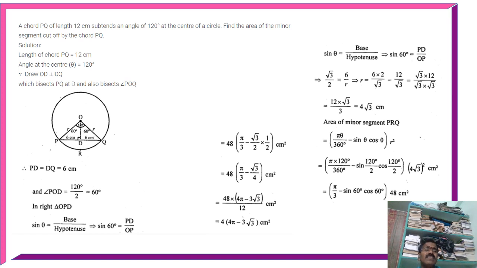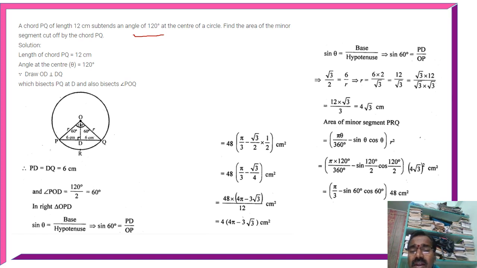Here also it is mentioned the length of the chord is given as 12 centimeters and the angle is given as 120 degrees. The center angle theta is 120 degrees. Find the area of the minor segment cut off by PQ. Here we know the radius, and this method I don't suggest. First we'll do this method only, students.